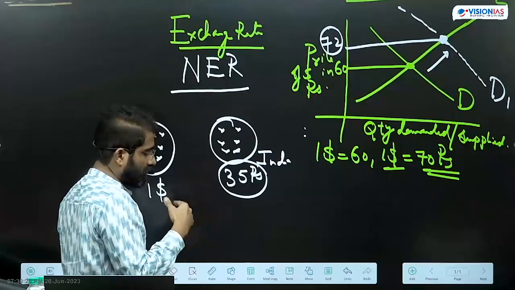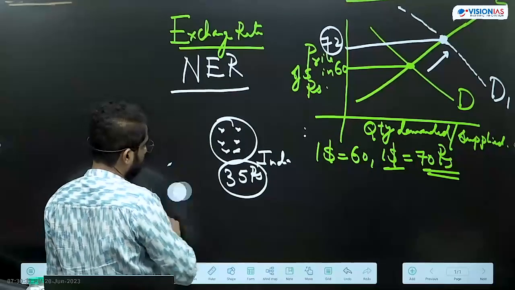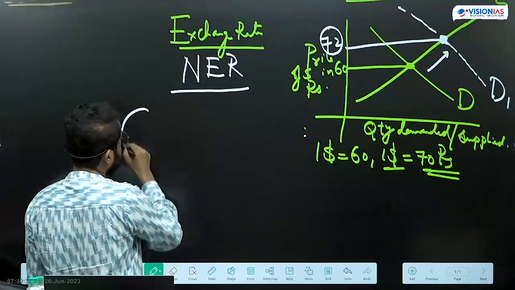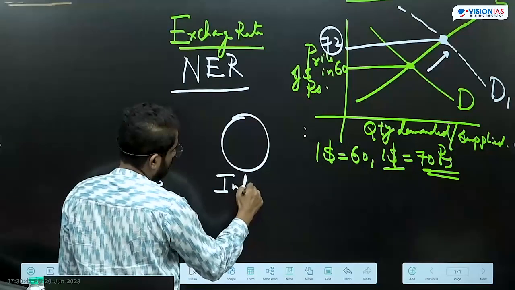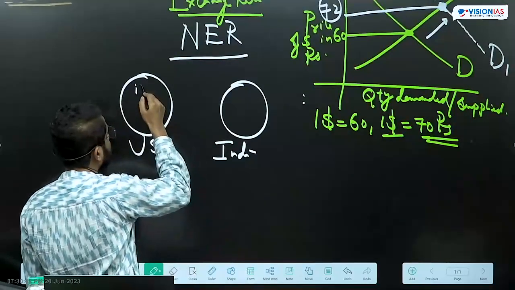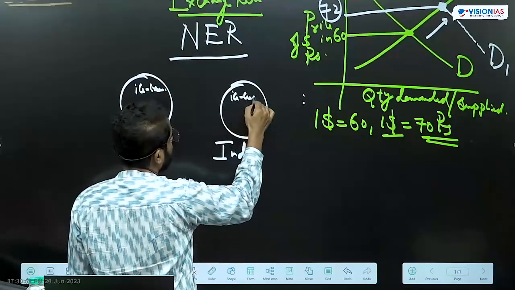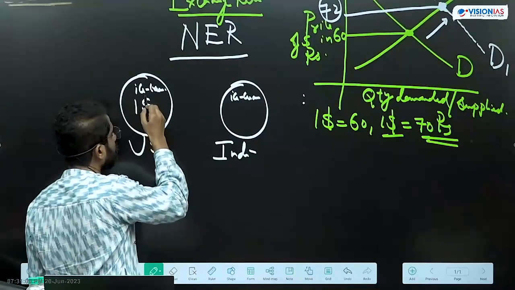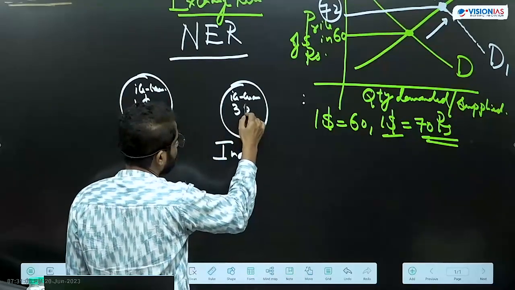Is this clear? So let's try to understand it with an example now. Observe very clearly. For example, let's say there is this country called the US and India. This basket of goods has only one item, that is ice cream, and this ice cream is costing $1 in the US, and the same ice cream is costing 35 rupees in India.